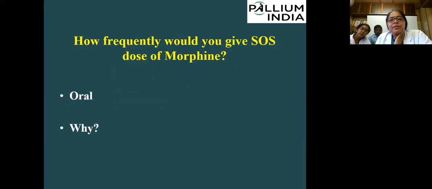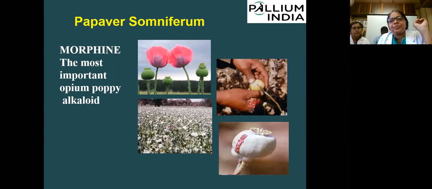Next slide, please. So now how frequently would you give SOS doses of morphine and why? Why are we doing this? In no other drug do we tell the patient to just take as many SOS doses as you want, but make sure that you don't get drowsy and you're getting pain relief. Why do we do this? Next slide, please. That's because morphine, as you know, is one of the most important derivatives of opium.